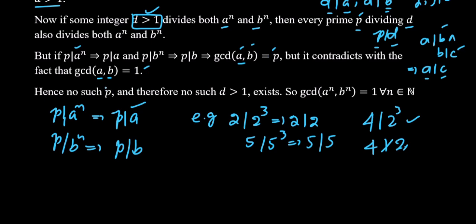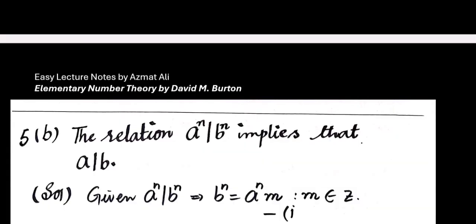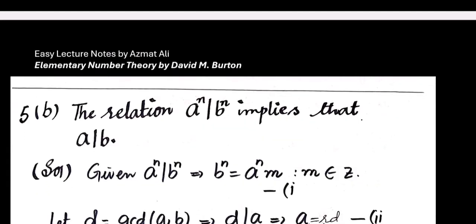Hence, no such P and therefore no such D greater than 1 exists. So GCD of A raised to power n and B raised to power n is equal to 1. And this completes the proof. This is question number 5b.